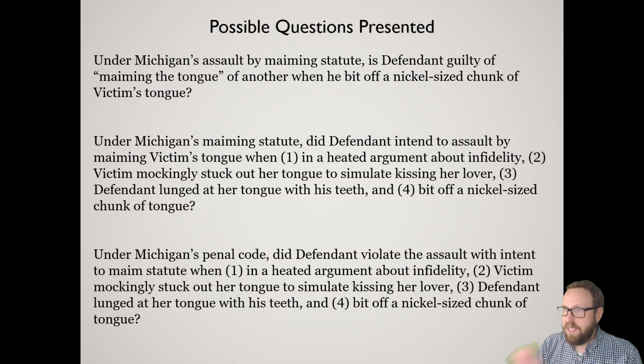All right, so let's look at a couple examples here. So each one of these, I think, could be a really good question presented. Please understand, the first one is framing a slightly different issue. I bet a lot of you thought that intent was going to be at issue, so I wrote the second one and the third one here so you could see your thoughts reflected there.